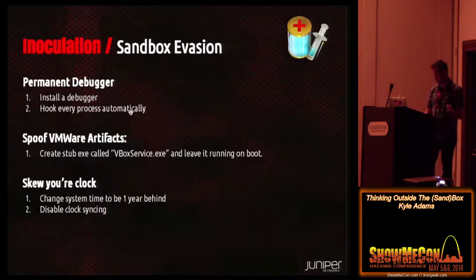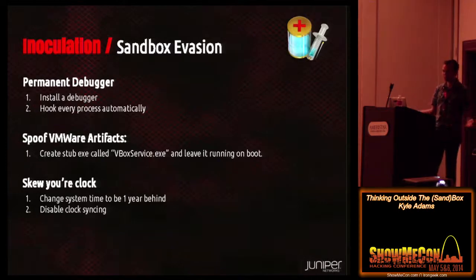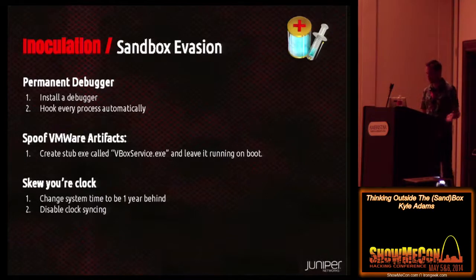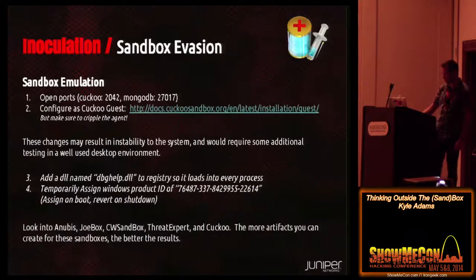And I'm just going to run through these real quick because we're getting to the end. Permanent debugger: you can install a debugger in your operating system to debug every single process you have. You can spoof VMware artifacts. Install the VMware guest additions even though you're not running VMware. Just create processes with the same names, launch them, and leave them running. You can skew your clock back a year and see what happens that way.